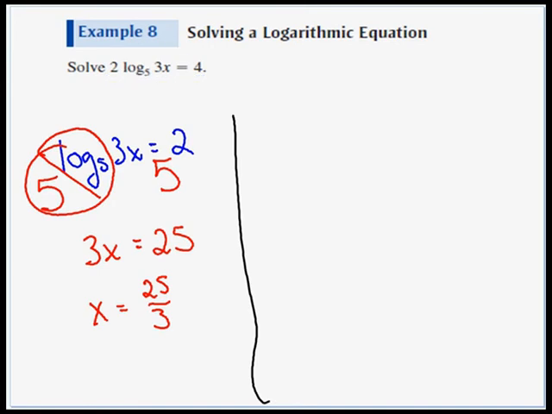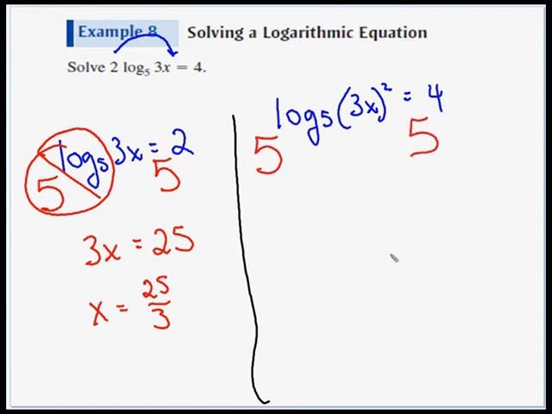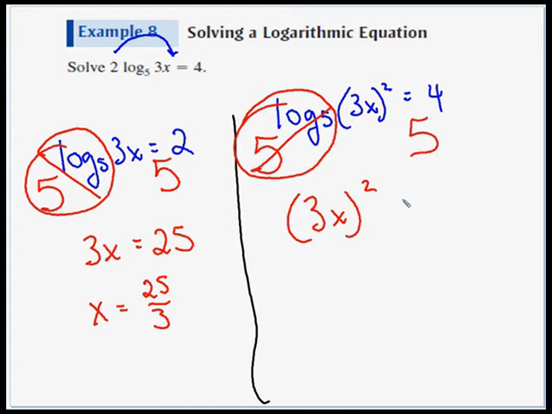Now there is an alternate method depending on how we initially approach the problem. We could have used one of our properties of logarithms to say, well, we got this 2 here in front of the log. I'm going to make that hop up top and become an exponent. And then that would have been log base 5 of the quantity 3x squared equals 4. And then here I could exponentiate each side. So the 5 and log base 5 will cancel, and I'm left with 3x quantity squared is equal to 625.